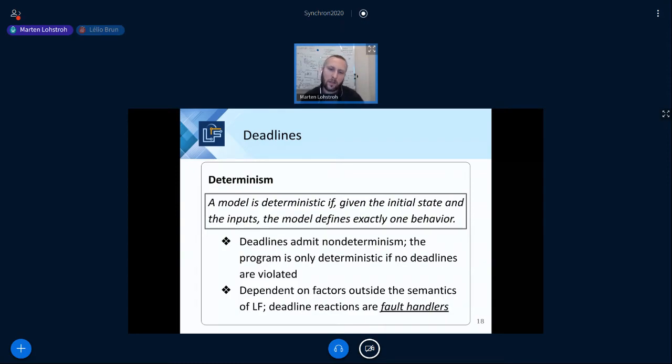So the point here is that the non-determinism stems from factors outside of the semantics of LF. Deadline reactions should be considered fault handlers, and the assumptions on physical execution. And if the assumptions on physical execution time are met, the system behaves deterministically. And for the case where they don't, then the runtime error handling mechanism is available to address the fault.